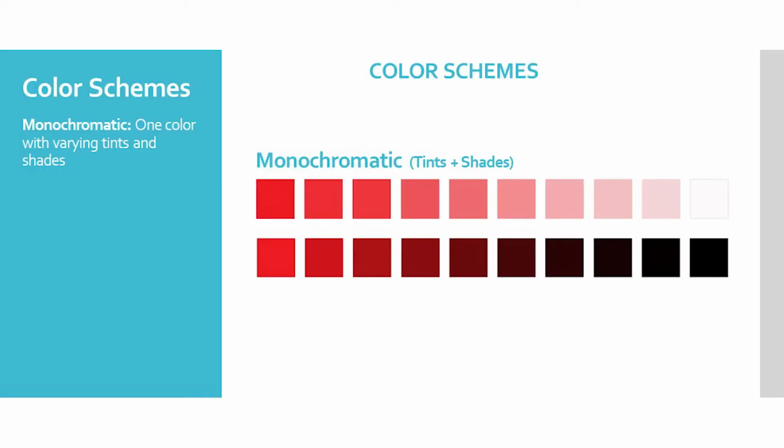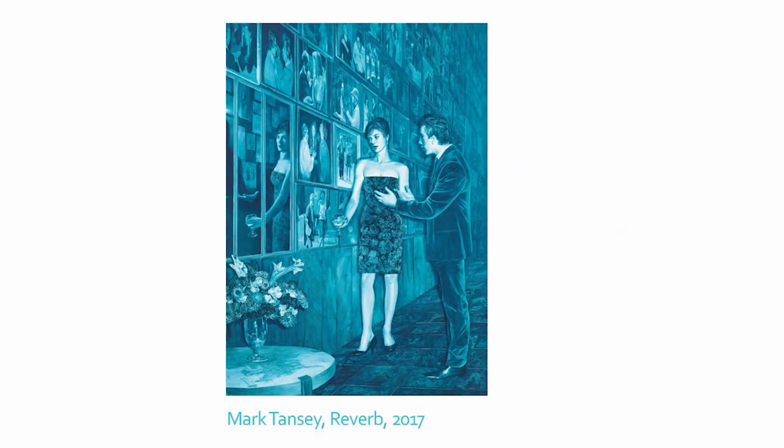So there's also color schemes. The most basic one, and one which we've already covered, is monochromatic, and that means one color with varying tints and shades. An example that we saw was Mark Tansey's Reverb, which has a monochromatic scheme of Prussian blue.